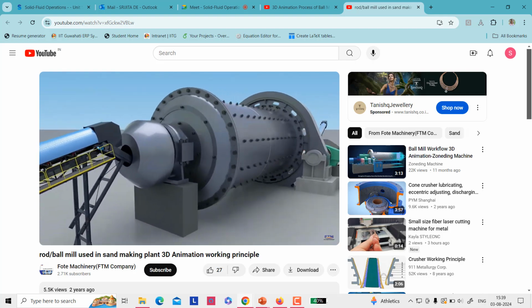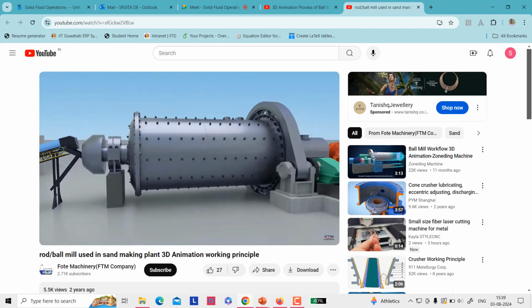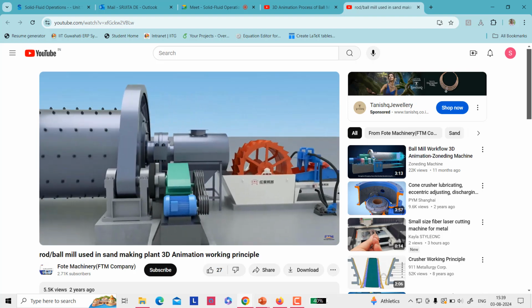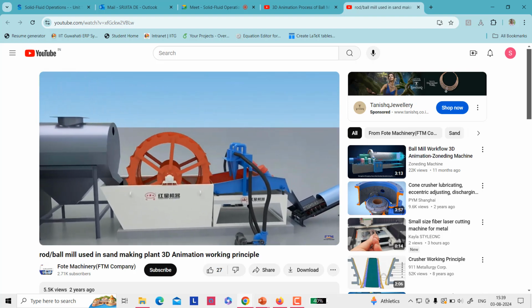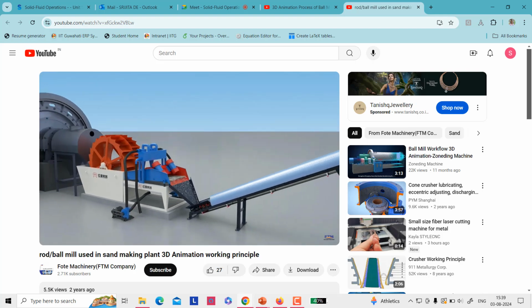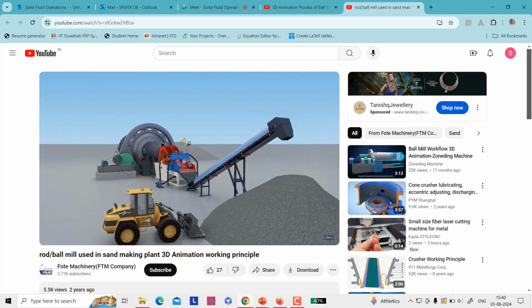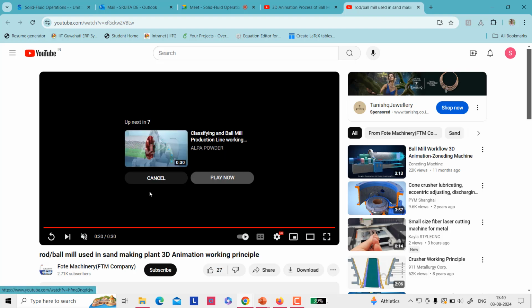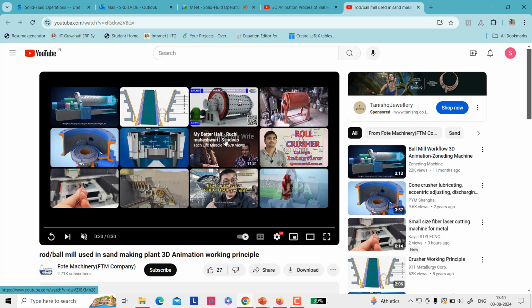which is a mixture of different sizes of particles, and it will go through the main chamber of the factory, and this will produce fine particles, and inside the chamber there are rods instead of balls.